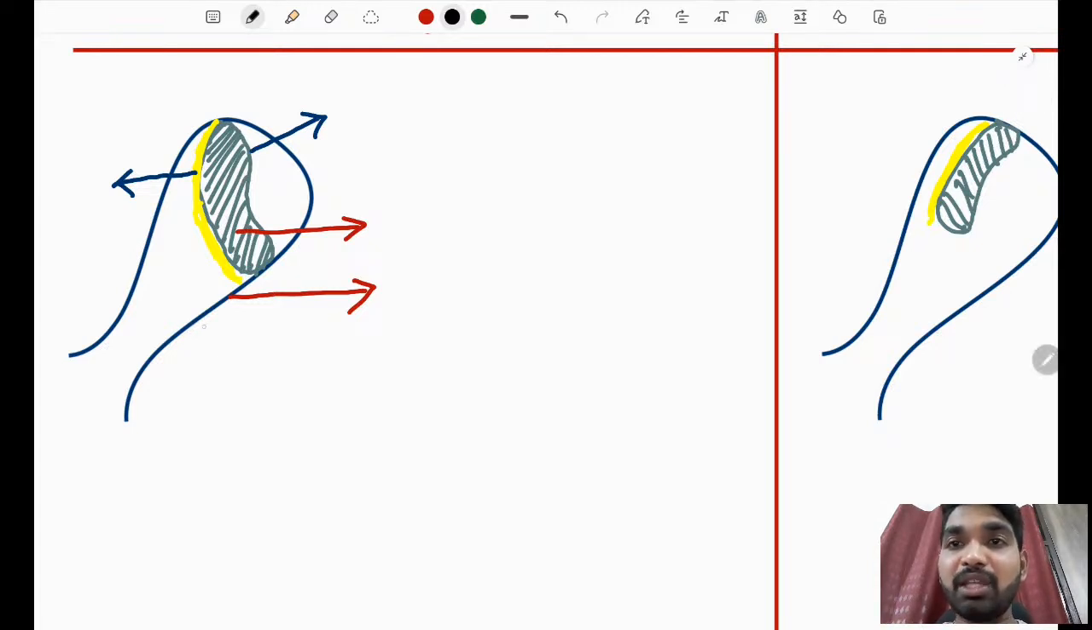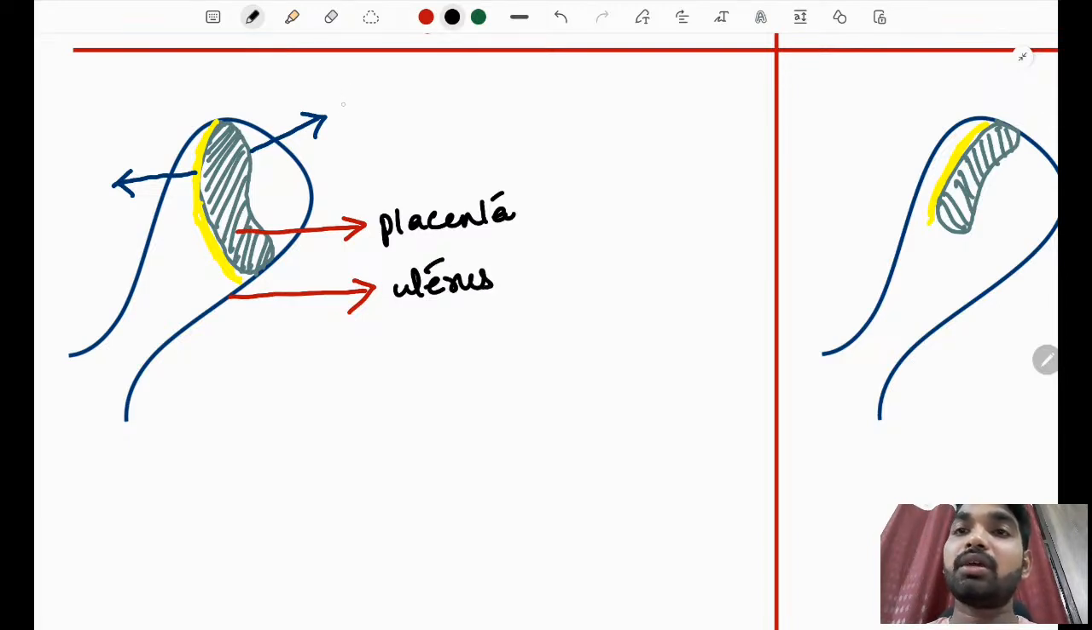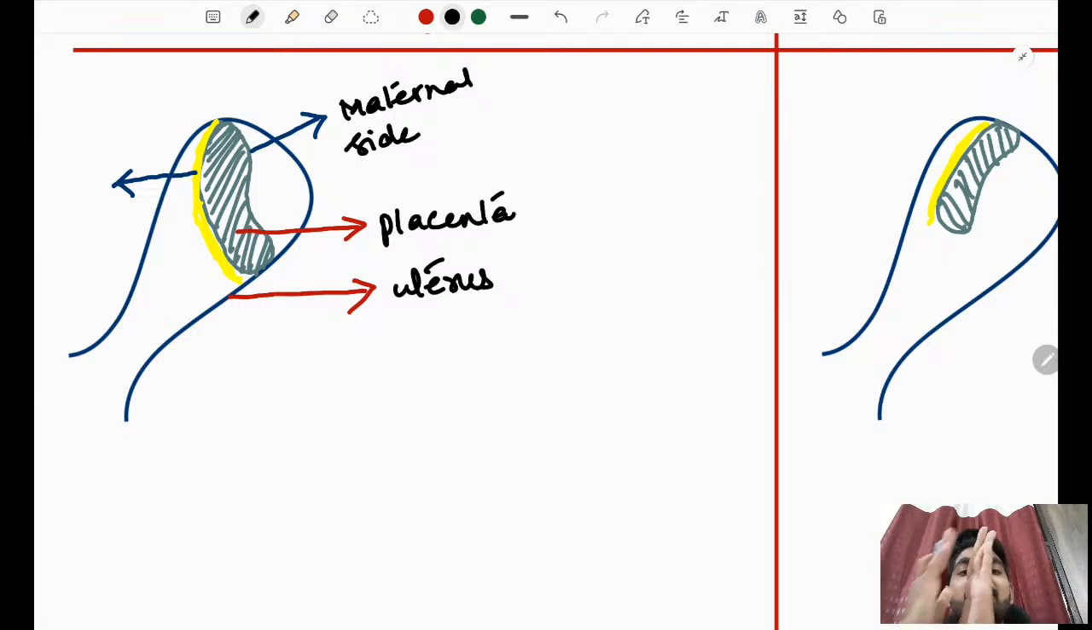See, here is an image. This is the uterus, and inside that I have drawn a structure. This is your placenta, and this is your uterus, and this is the maternal side of the placenta. You know, right? The placenta has a maternal side and a fetal side. This is the maternal side of the placenta.